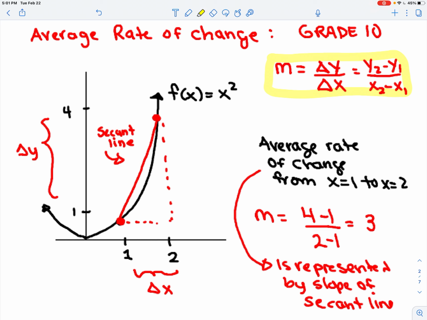So on a graph, for example, if I wanted to find the average rate of change between 1 and 2, what I'm thinking about is how much does y change on average with respect to x. So I can find my two outputs there, 1 and 4, and then there are my two inputs, and then I can get the difference in x and the difference in y. And then that should just give me my rate.